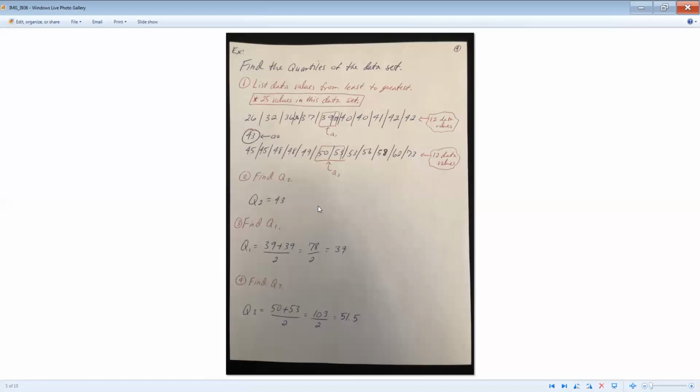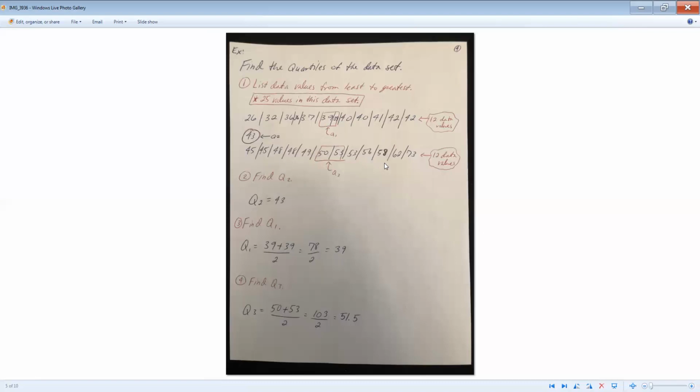Now finding Q1. Q1 is the middle value of the first half of data. We have 12 data values on top. That's the first half of data. Now we have 12 numbers, so that means we don't have an actual middle value. Whenever you have an even number of data values, you take the two middle values, add them together, and divide by 2. So that ends up being 39, because 39 and 39 are the two middle values.